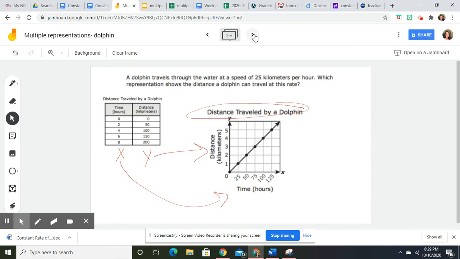Now let's check our numbers. I should see 2, 4, 6, 8, where the hours are. And I should see 0, 50, 100, 150 on the right hand side, or the y-axis. And we see that they have inverted those. So this graph is not an accurate representation of this situation.